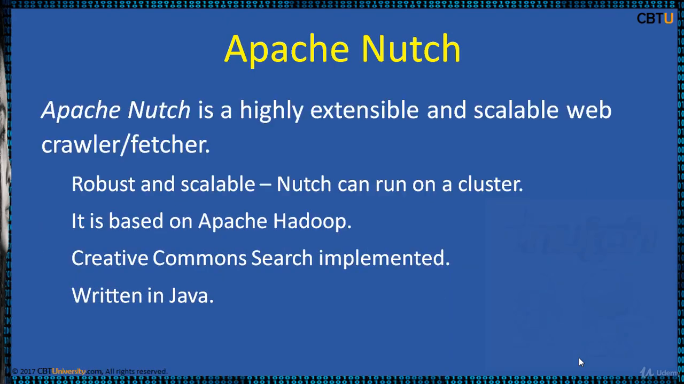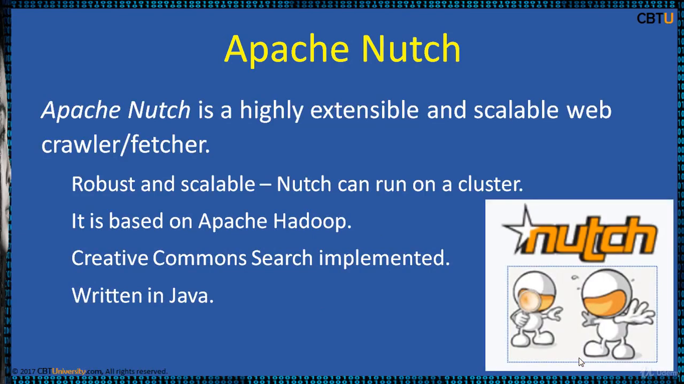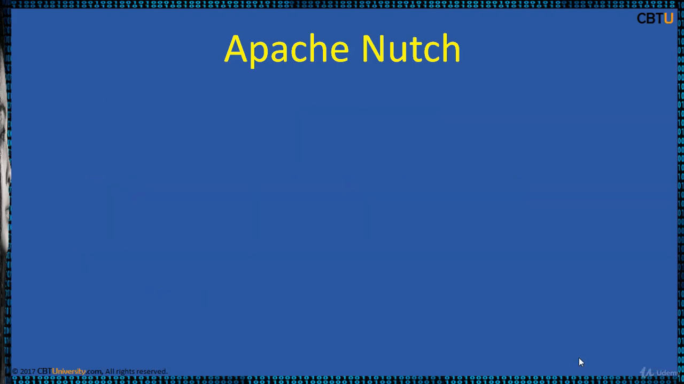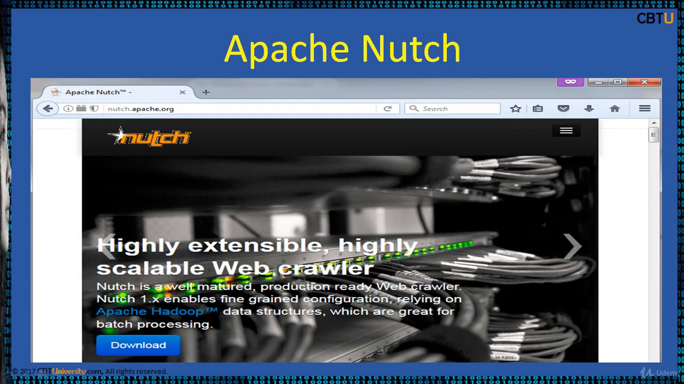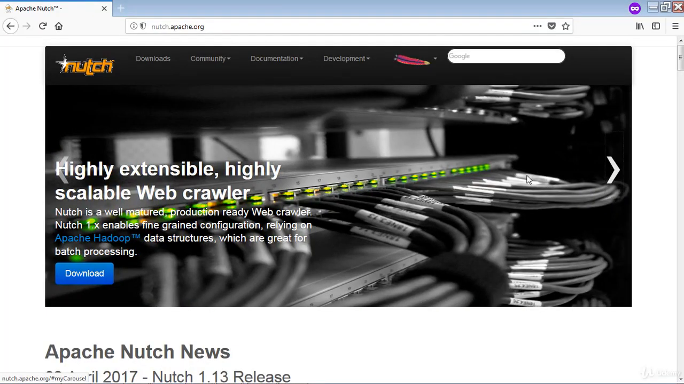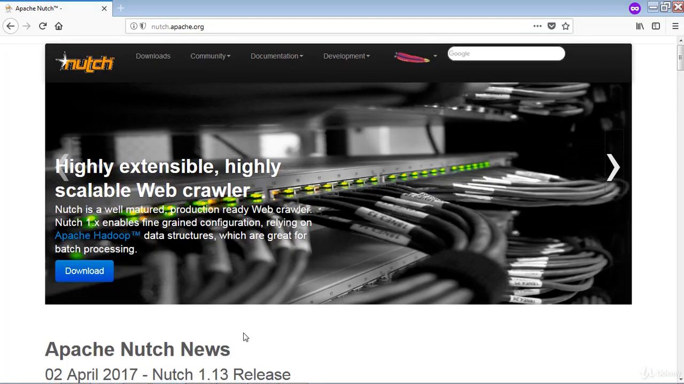Apache Nutch is a highly extensible and scalable web crawler. It's based on Apache Hadoop and can be used with Apache Solr and Elasticsearch. It's written in Java. It is robust and scalable. It can run on a cluster as well. Nutch originated with Doug Cutting and Mike Cafarella. Doug Cutting is the creator of both Lucene and Hadoop. Let us explore Nutch. This is the Apache Nutch website, and you can explore this for further information.